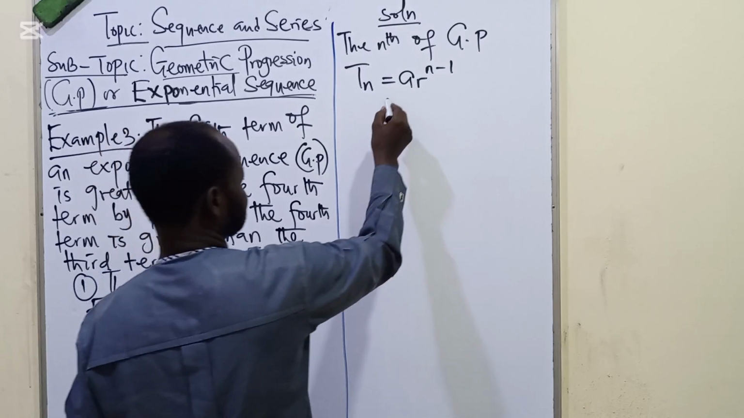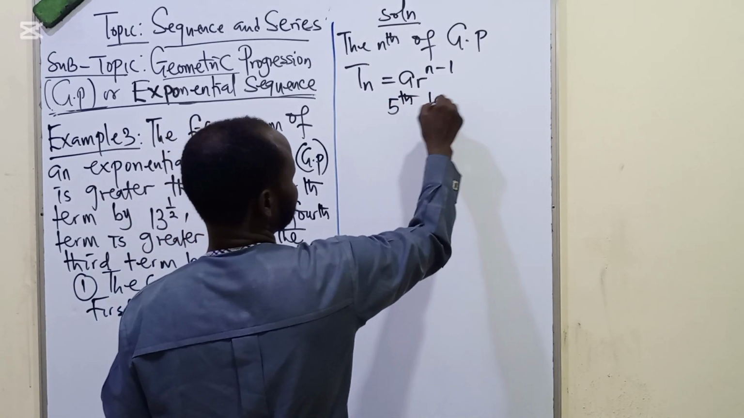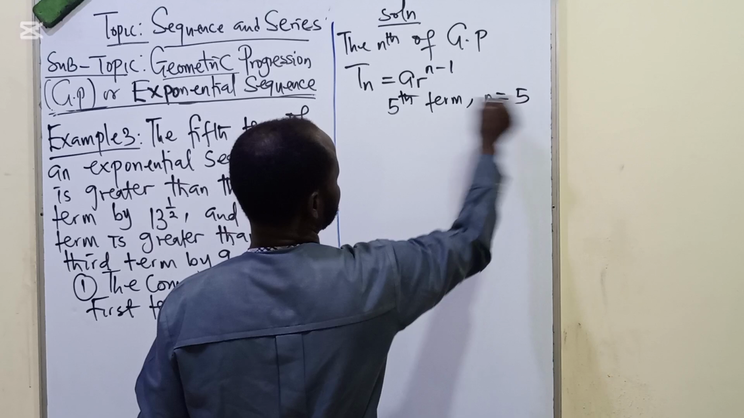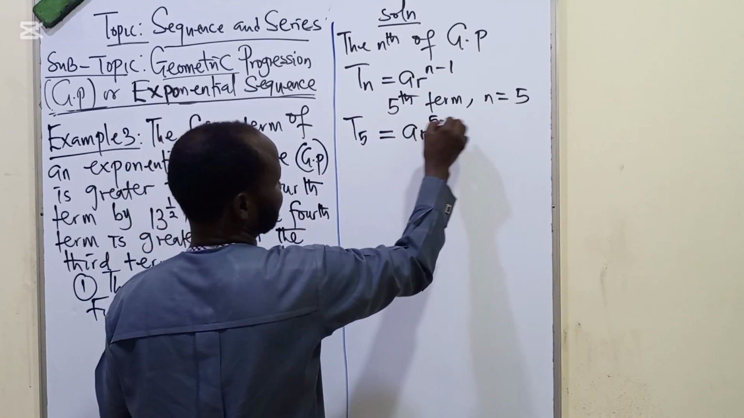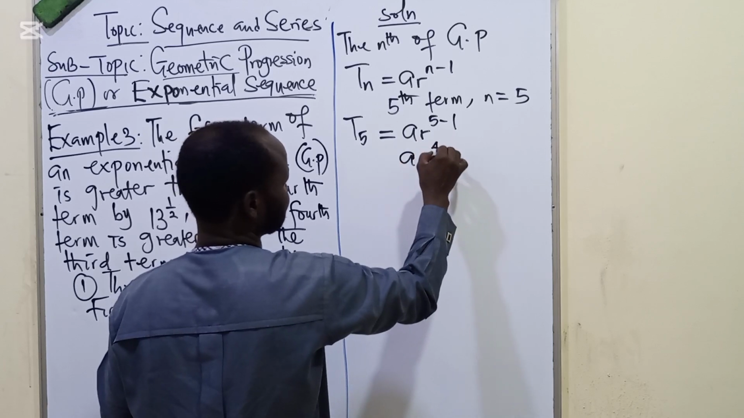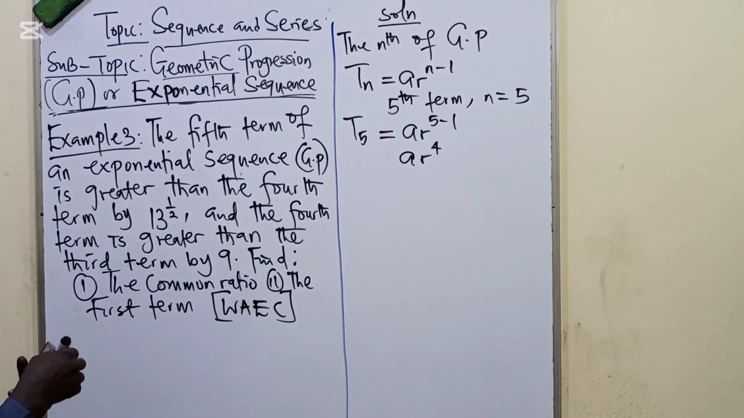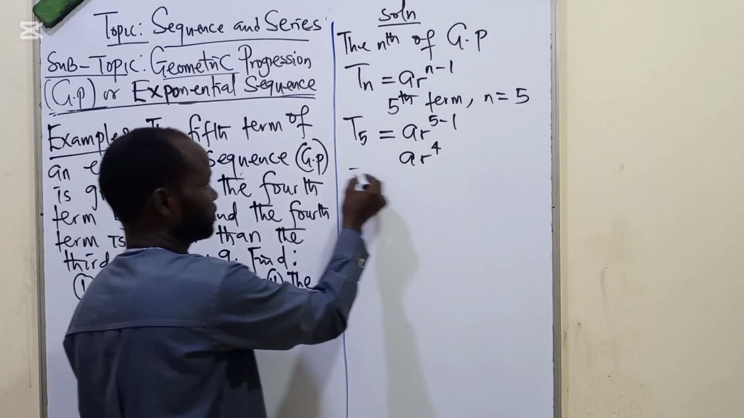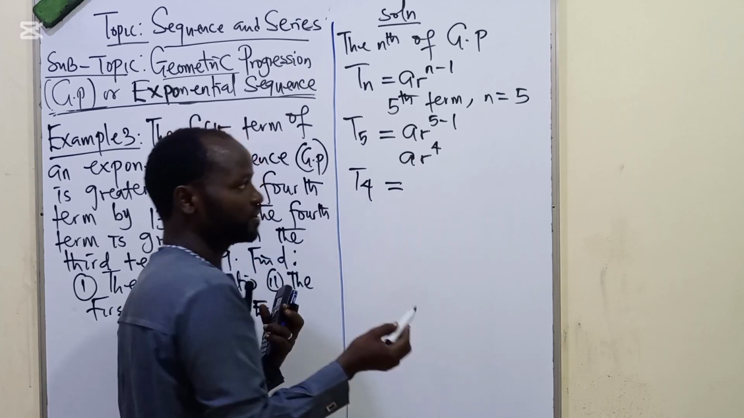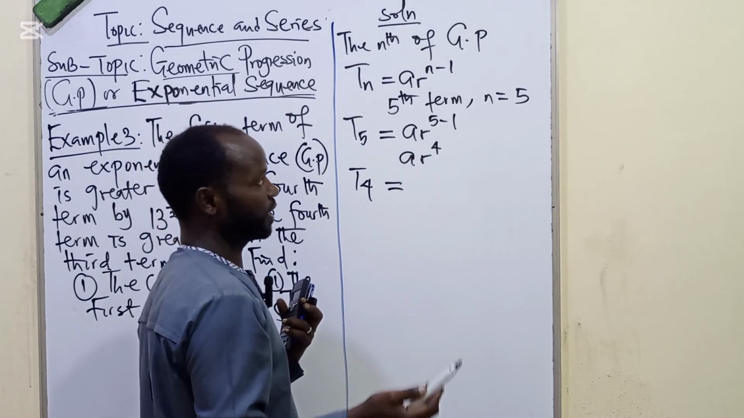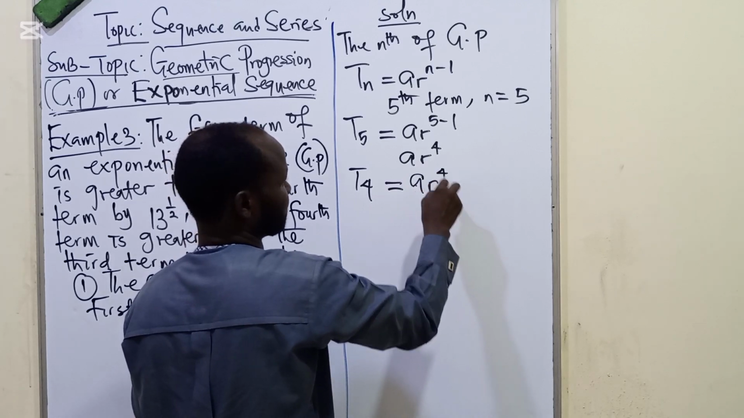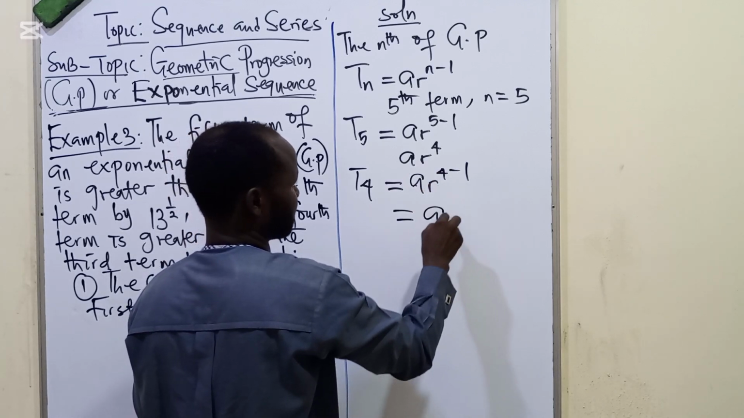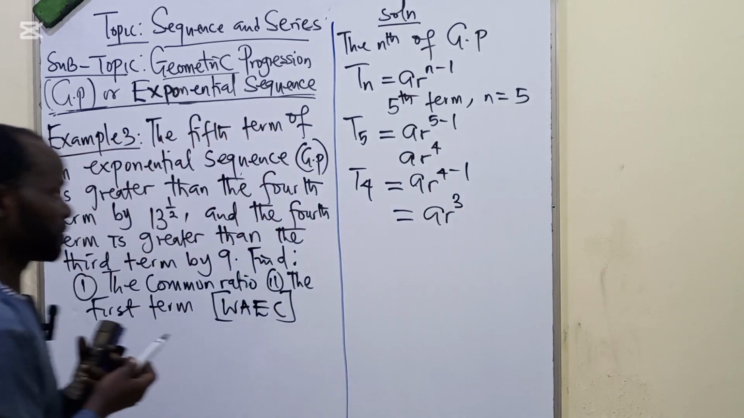Fifth term, it means our n is 5. Let's substitute: T5 will be equal to AR power 5 minus 1. This will be AR power 4. This is now our T5, and that T5 is greater than the fourth term. So we need to get T4. T4 will be when n is 4. Let's substitute: it will be AR power 4 minus 1. This will now be AR power 3. This is now our fourth term.